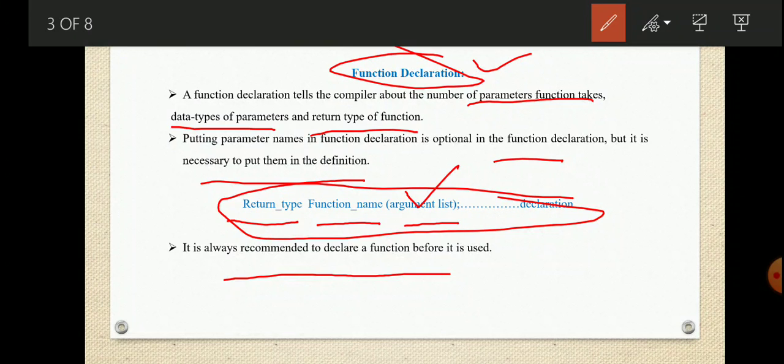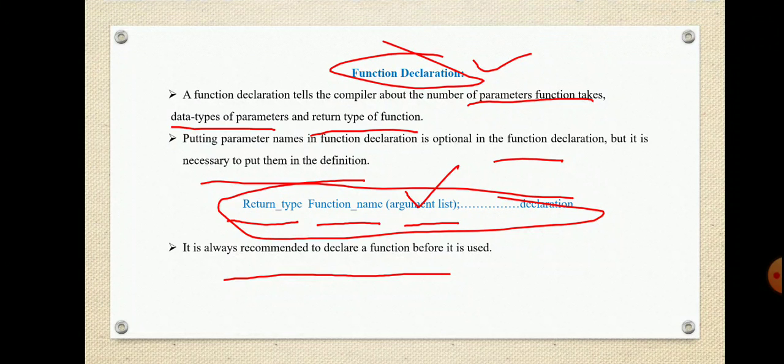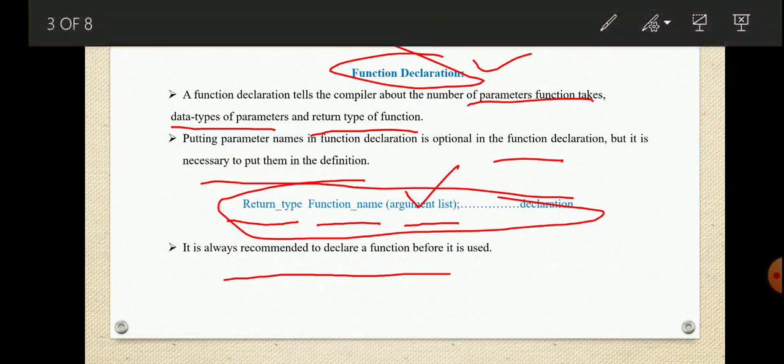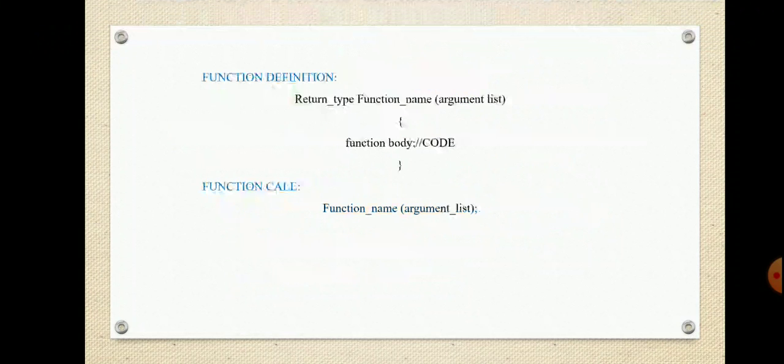Without declaration, don't use the function, because in C when you do not declare the function, it will automatically consider the return type of that function as integer. So if the function which you write later returns something other than integer, then it can show a warning or an error. So it is always recommended to declare the function before you use it.